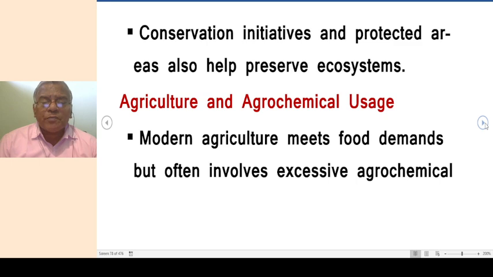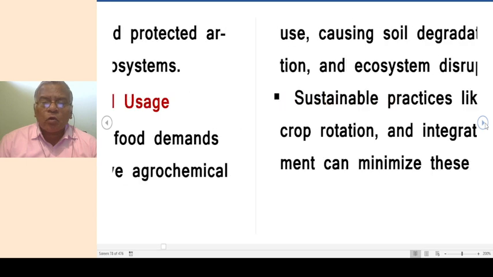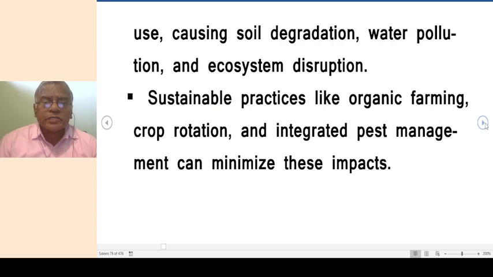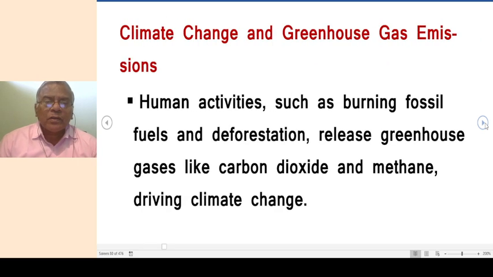Agriculture and agrochemical usage is another anthropogenic activity. Modern agriculture meets the food demands but often involves excessive agrochemical use, causing soil degradation, water pollution, and ecosystem disruption. Sustainable practices like organic farming, crop rotation, and integrated pest management can minimize these impacts.